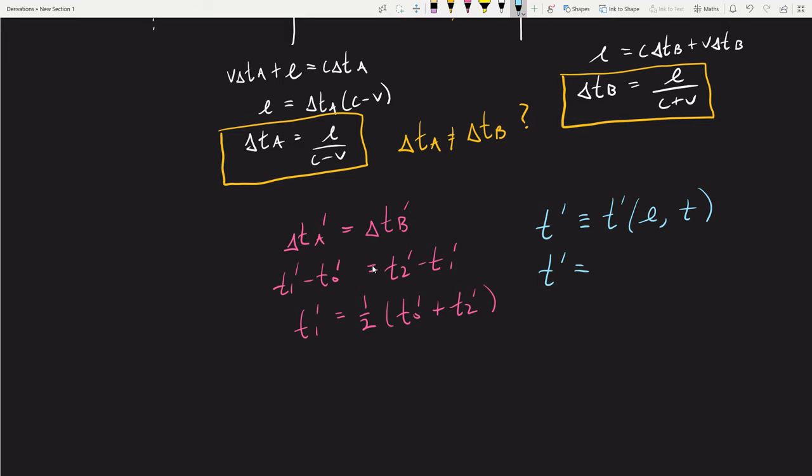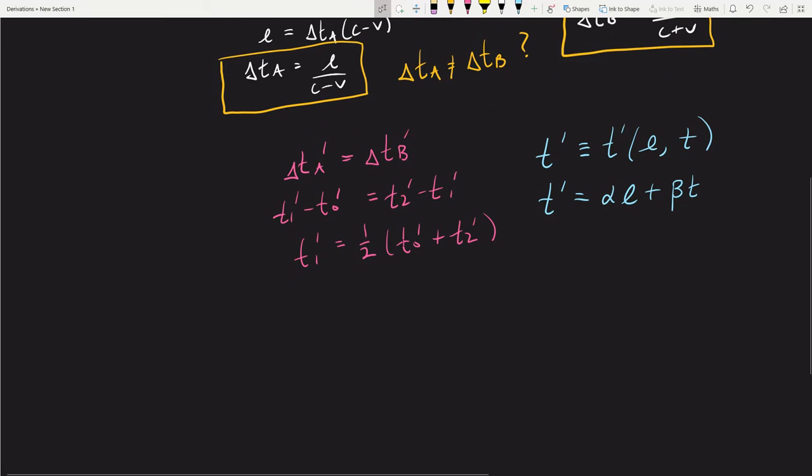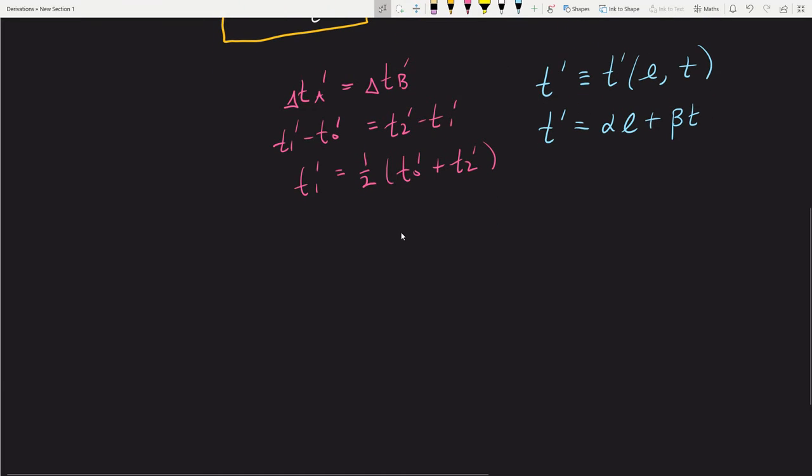For special relativity, this is actually a coordinate transformation if you take it really, really far. I'm going to call it alpha L plus beta T. And I'm using my own alpha and beta here, but I'm just showing you that it's a linear function. So what I want to do is write out what is T0, what is T1, and what is T2.